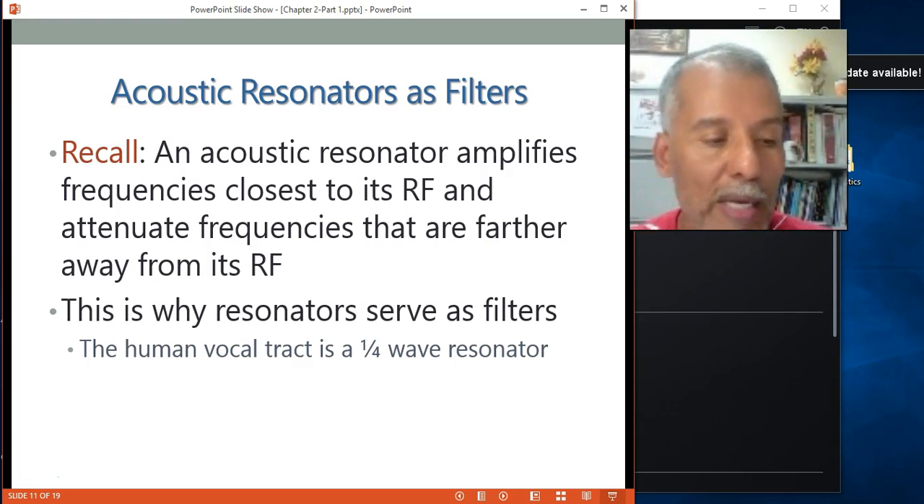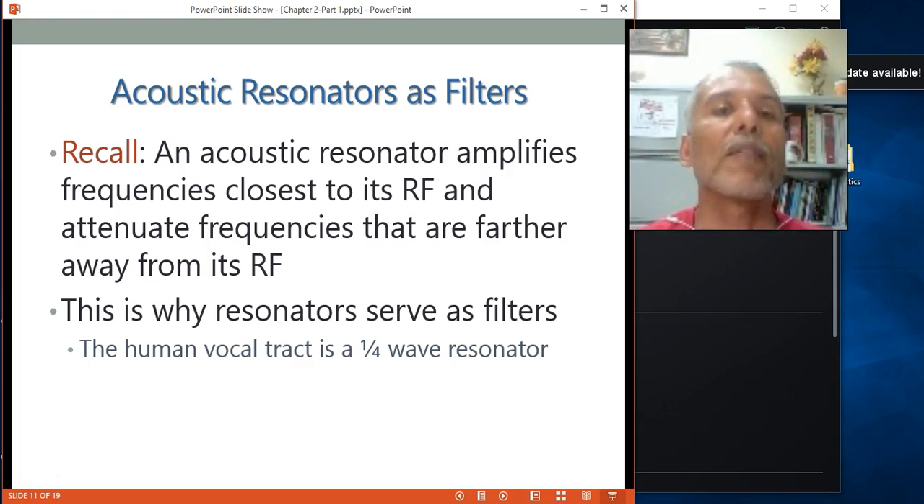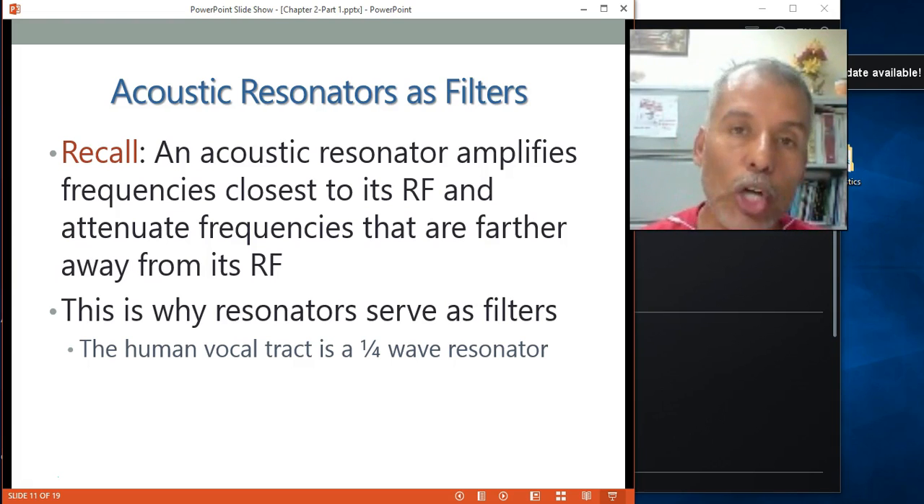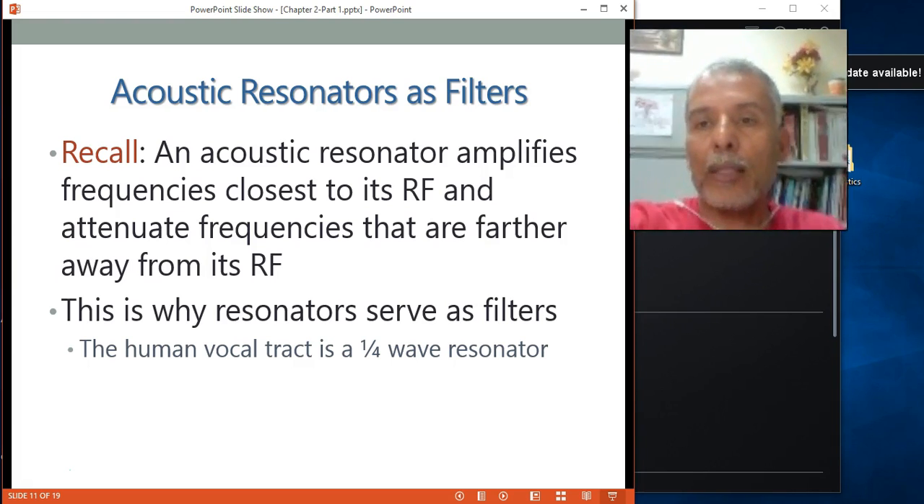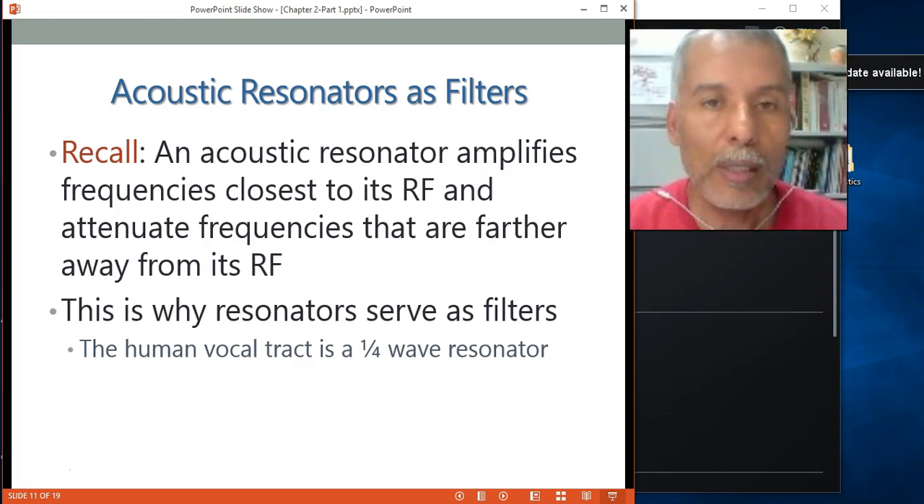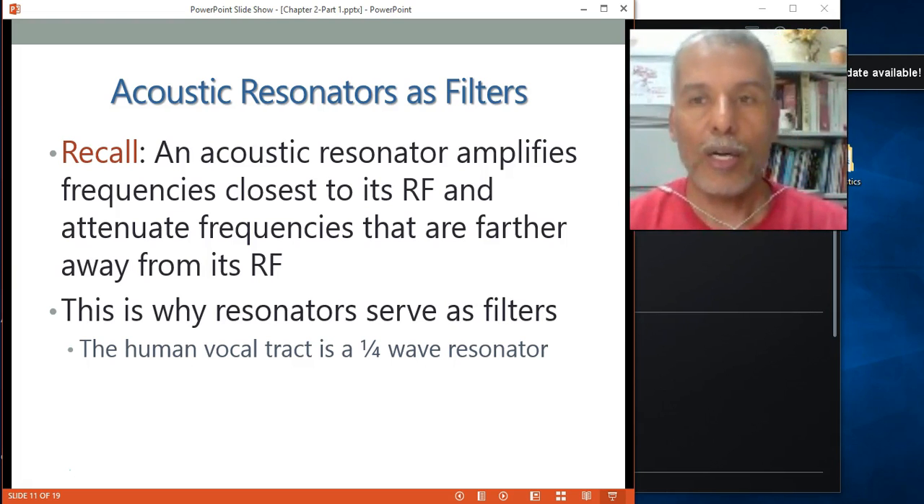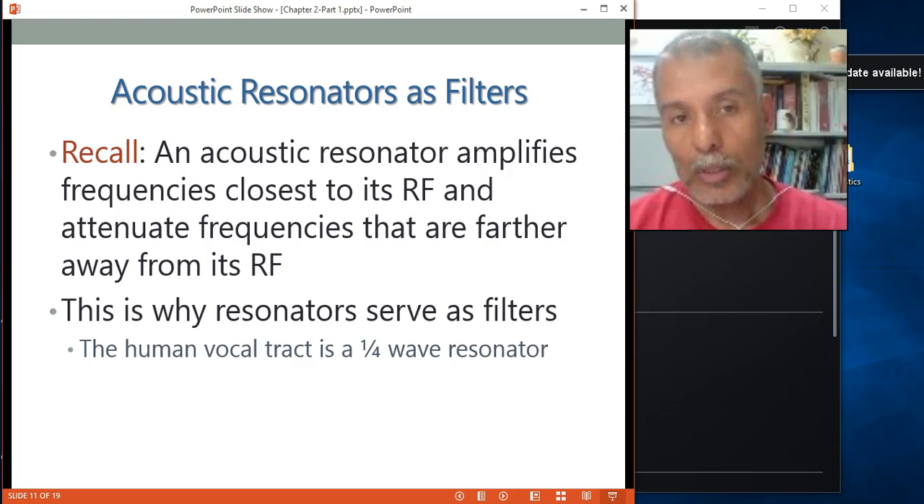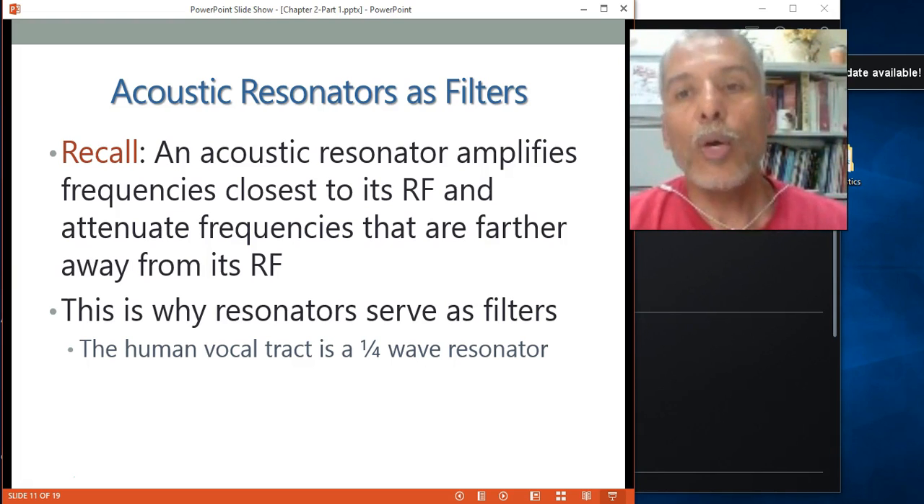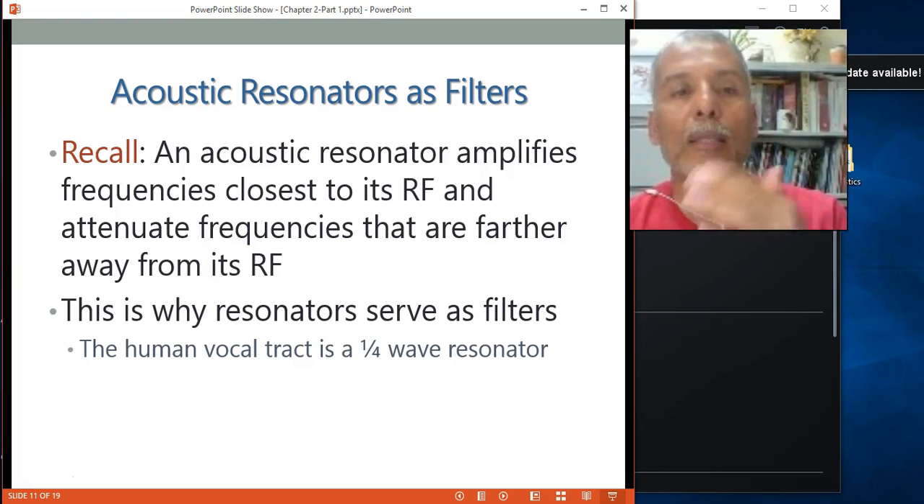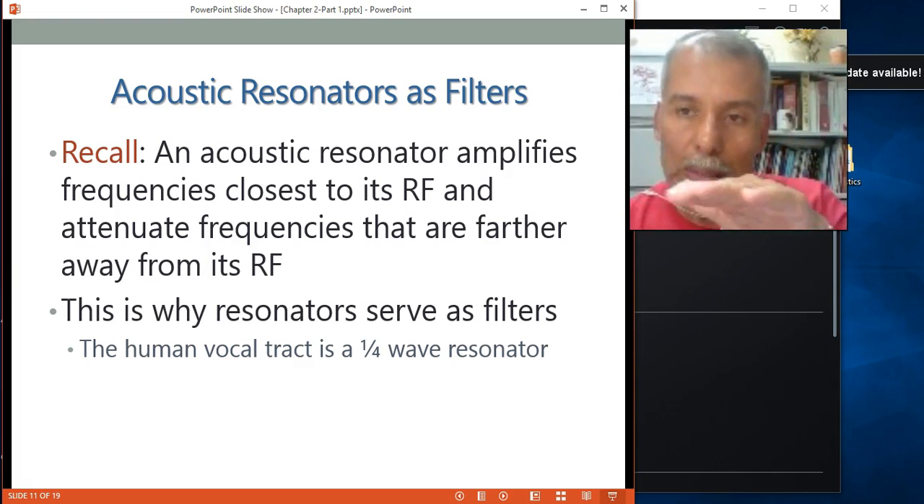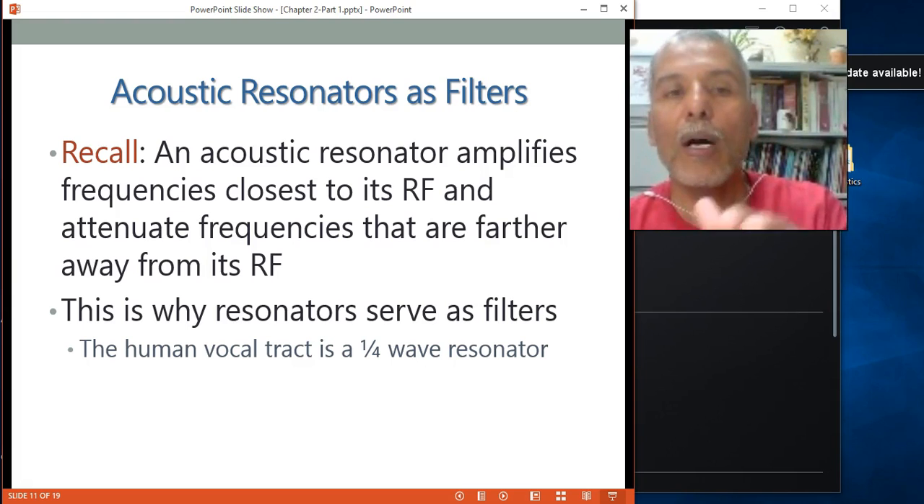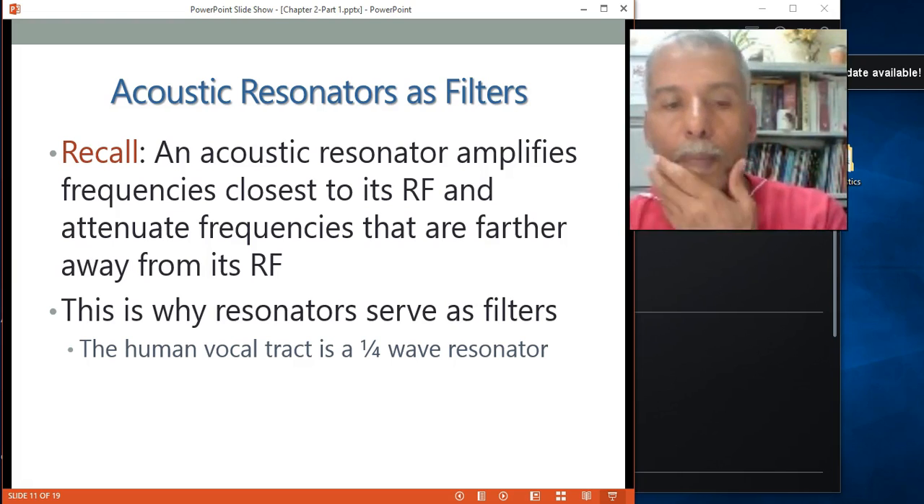Now, as I explained, quarter wave resonators act as filters. So in this way, they enhance the sound by deleting certain opposing forces and by leaving other forces that will make the wave nicer and more amplified. So again, an acoustic resonator amplifies frequencies that are closest to its resonant frequency, and they attenuate, meaning decrease, the frequencies that are farther away from the resonant frequency.